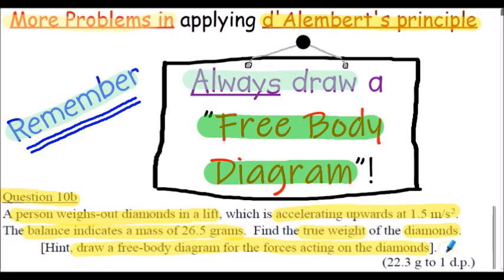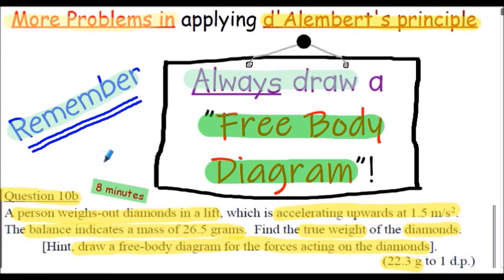And again, a slight conflation between the terms of mass and weight here. The question says find the true weight, but I notice the answer is actually given in terms of grams here. So that's not even the appropriate SI unit for mass. So be careful extracting information from the question, draw the free body diagram, make sure all the forces acting on the diamonds are on the diagram before you begin the solution. And for your reference, the solution to question 10b commences approximately 8 minutes into the presentation.